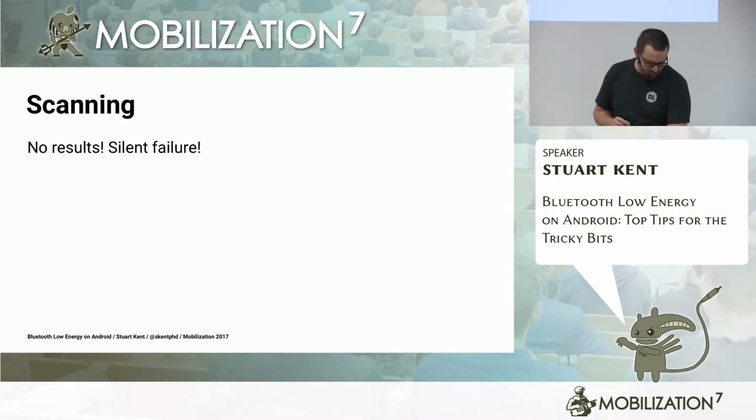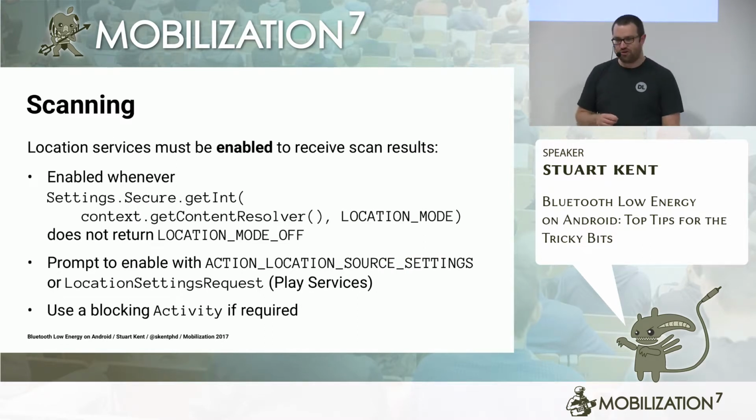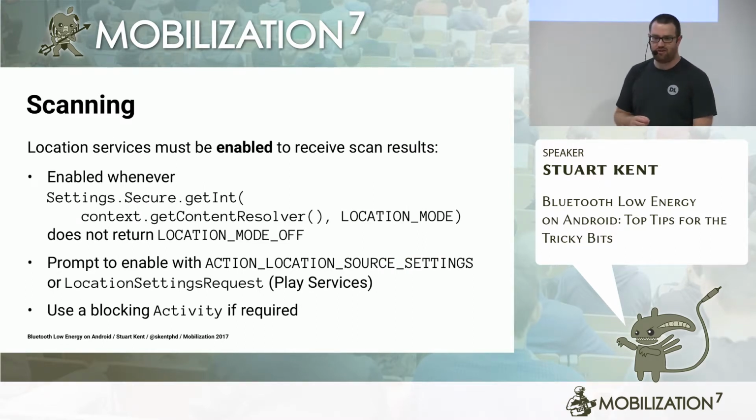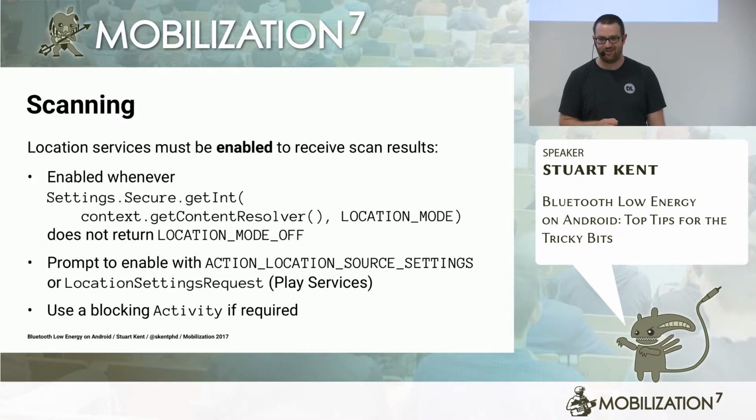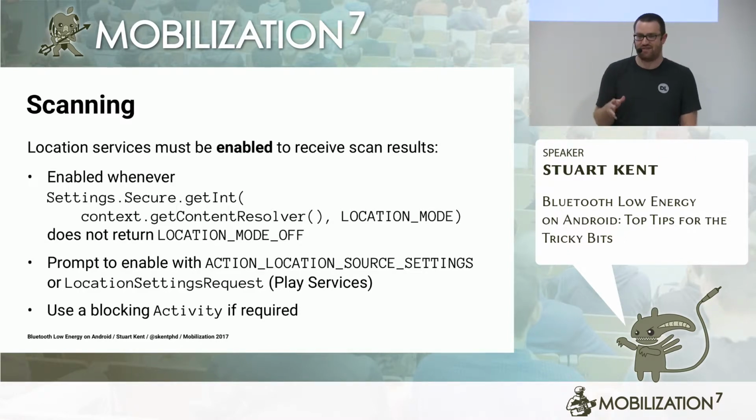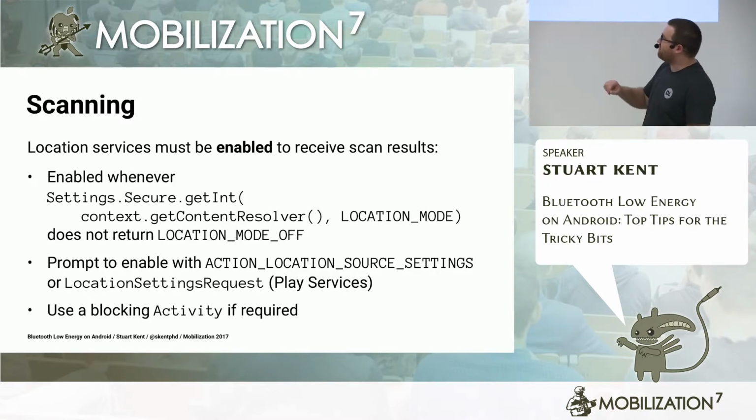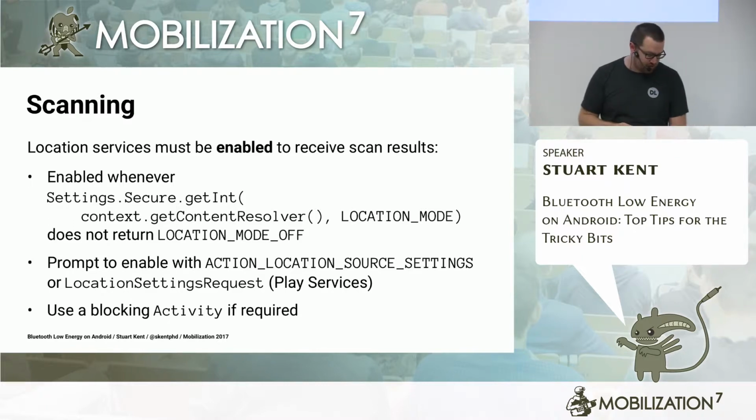That's because an additional requirement is that your location services actually have to be switched on when you're doing the scanning. So not just the permission, they have to be actively turned on. This one I have no understanding of, it's just a thing. The best way to check this is to call this settings secure method and treat your location as on anytime it doesn't say the location mode is off. It doesn't matter which location source you're using, whether it's network or GPS, as long as there's one of them. So just check that it's not set to off.